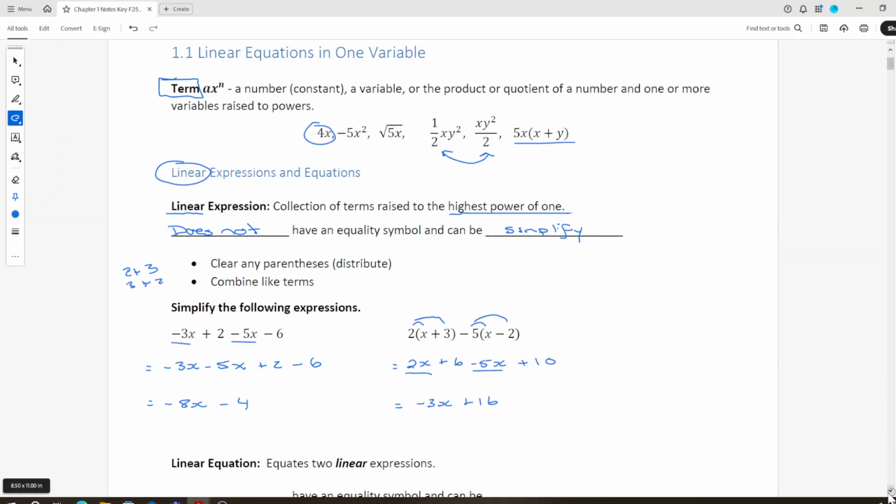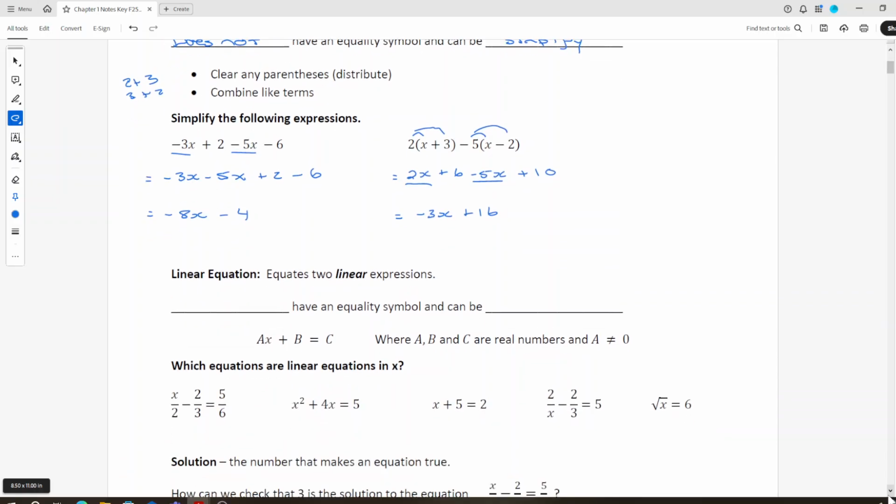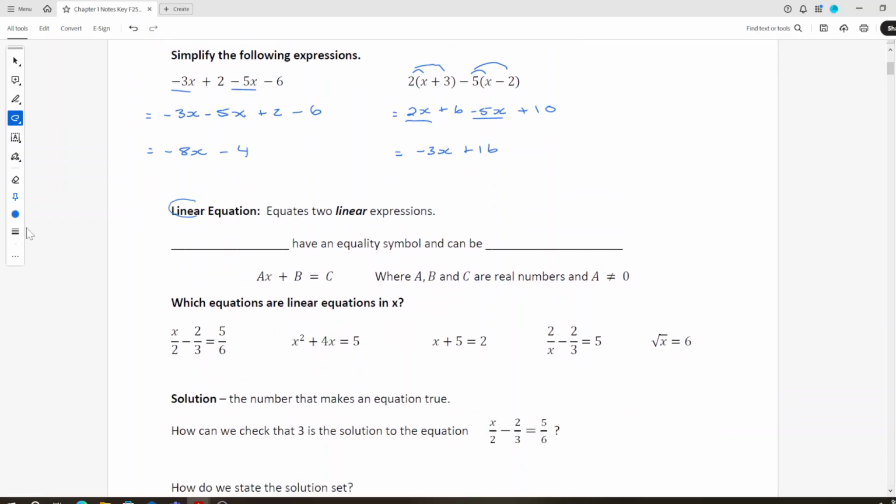And now what we're going to do is move on to a linear equation. Now, to be linear, again, the highest exponent is 1. But to be an equation, you're going to equate two linear expressions together. So it does have an equal sign and can be solved. So an example of a linear equation would be something like ax plus b is equal to c, where the x has a highest exponent of 1. That's what makes it linear. And the fact that there's an equal sign is what makes it an equation. And we're going to be able to solve these.